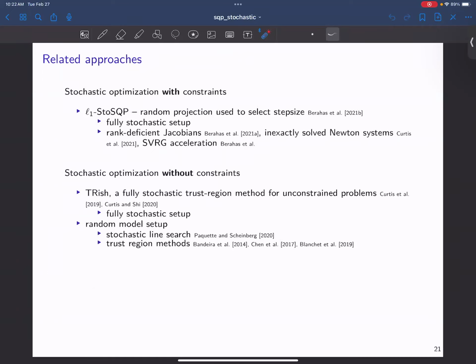So there is recent interest in these types of problems. The work most closely related to what I'm going to talk about was developed by Albert Berahas, who is now at the University of Michigan, and his collaborators. So we will extend this approach, which is considered in a fully stochastic setting. We'll develop a line search method that works in a random model setting, and I'll explain that later. And then there's also relatively recent work on stochastic optimization without constraints, where both a line search method and trust region methods were developed, and we'll see how we can extend some of those approaches to handle constraints.